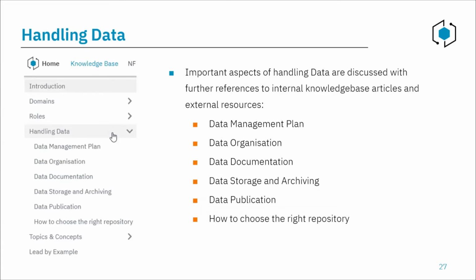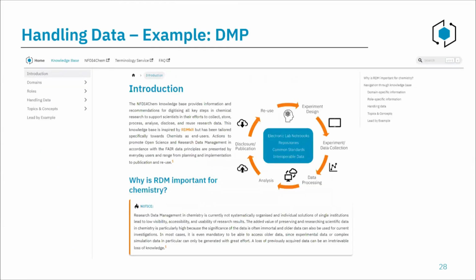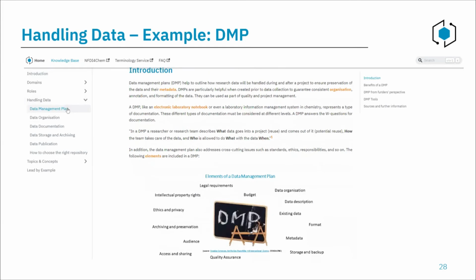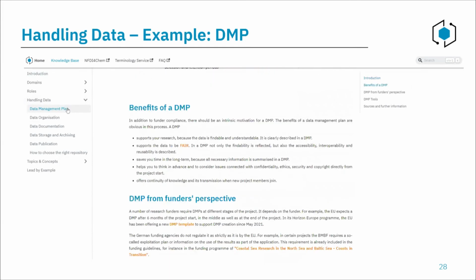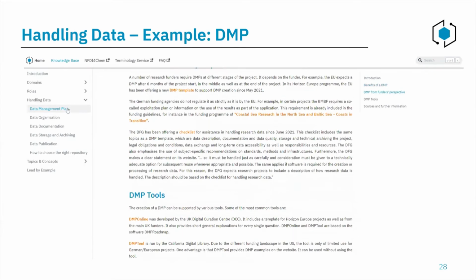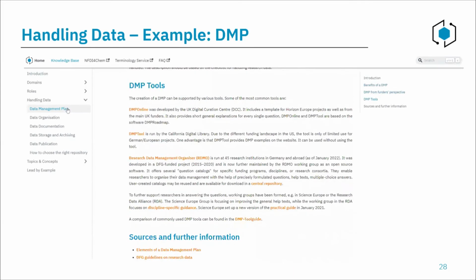Let's have a closer look at the data management plan as an example here. Look on the left side, go to handling data and click on data management plan. Then you see there is a short introduction with some general information. You learn why to use a DMP and what benefits you have when you use a DMP. Then you have explained the view from the funder's perspective. Some DMP tools are presented and explained here.